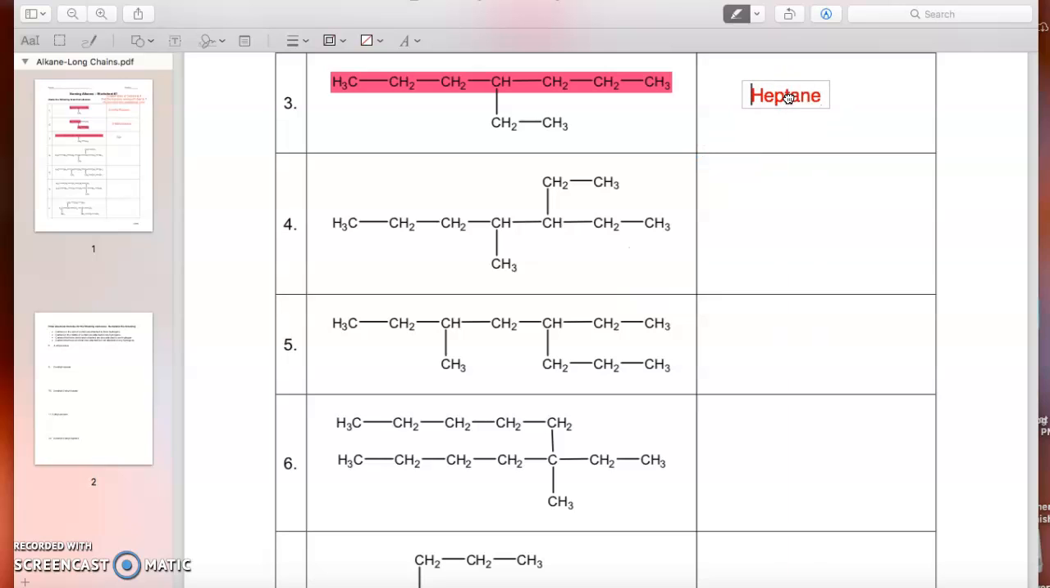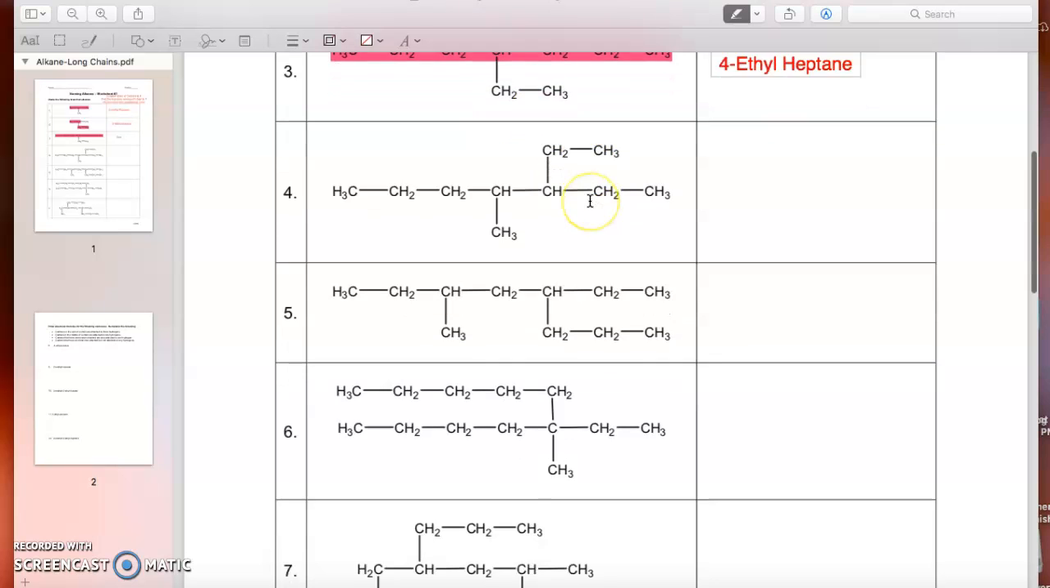Then we have to figure out our little branches that are coming off. So they're coming off of carbon number 1, 2, 3, 4. And that is now 2 carbons coming off that are not part of my highlighted area, which we are going to use eth for, and then they will end in YL. So it'll be 4-ethyl heptane.